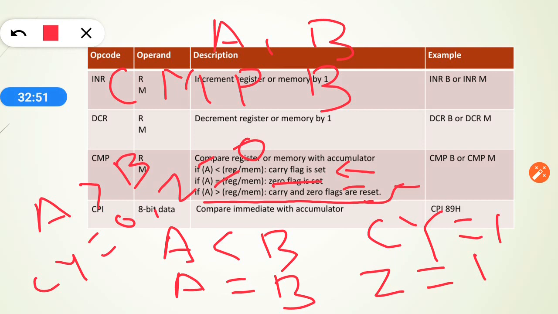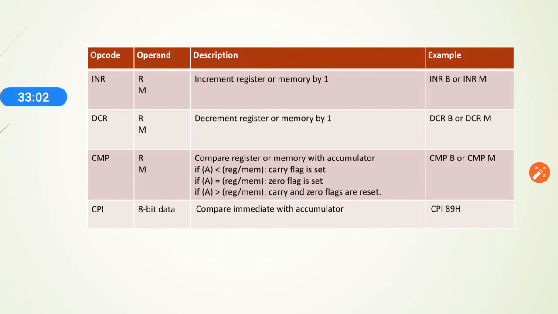So depending upon the results of the carry bit, Z bit, and both carry and Z bit, we can determine what the result of the comparison is: less than, greater than or equal to.